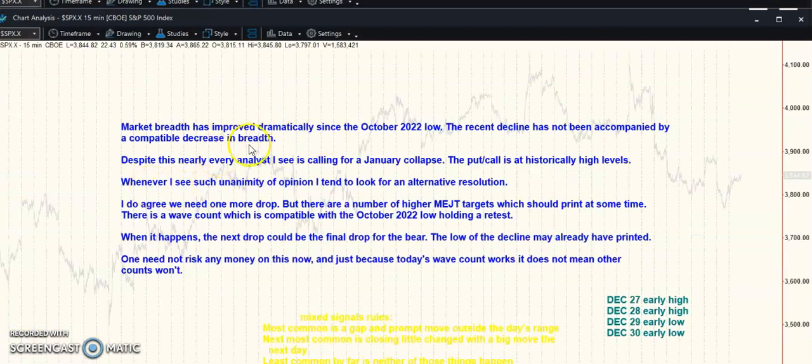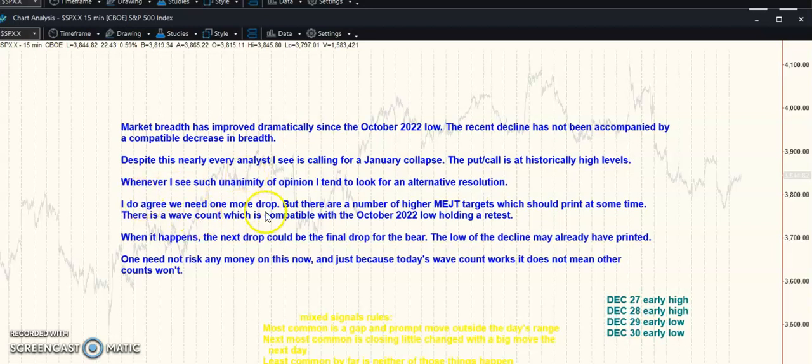Market breadth has improved quite dramatically since the October low, and the recent decline has not been accompanied by a comparable decrease in that breadth. Despite this, nearly every analyst I see is calling for a January collapse. We have a put-call ratio at historically high levels. Whenever I see such unanimity of opinion, I tend to look for an alternative resolution. When everyone's negative, I think it pays to look the other way.